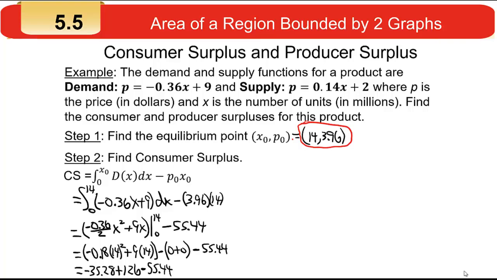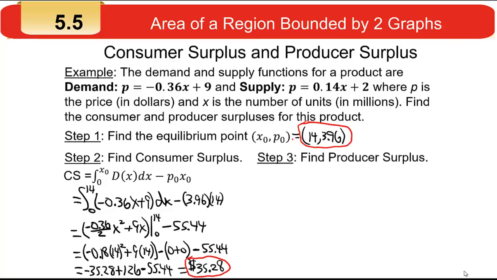You can type this in unsimplified with WebAssign to the extent that it will let you do that. But if you keep simplifying, and I'm not going to bore you with the arithmetic here, you'll end up with 35.28. That's the price in dollars, so $35.28.